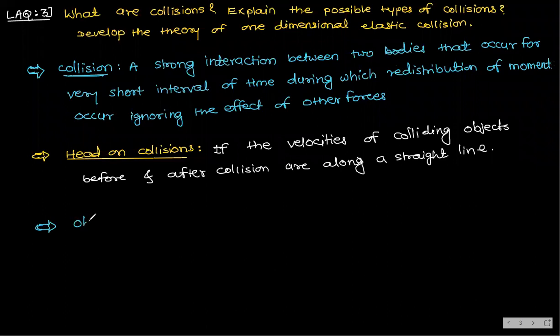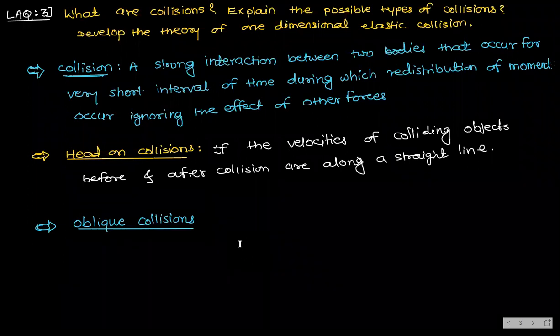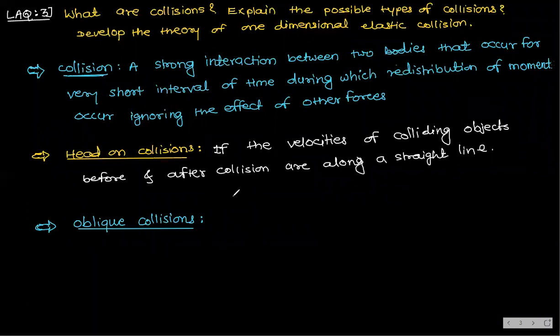What is the next one? Oblique collisions. Now see here, what are oblique collisions? Understood? Yes or no? Tell me. Yes, sir. Right. So listen now, what are oblique collisions? Oblique collisions means exactly the reverse, right? The opposite of this. If velocities are not in a straight line.